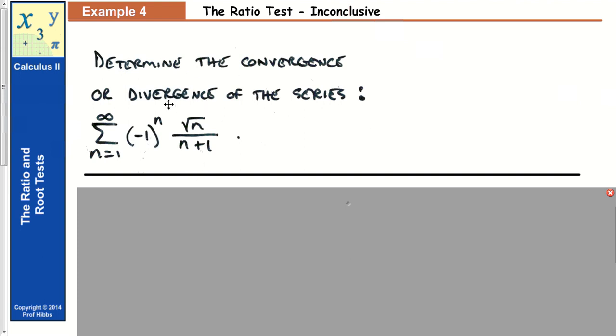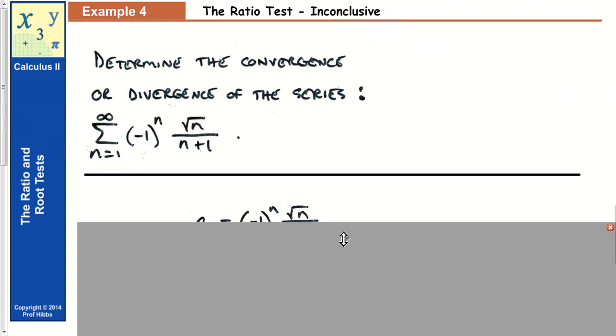Anyway, we're to determine the convergence or divergence of the series from n equals 1 to infinity of negative 1 to the power n times the square root of n over n plus 1. So we've seen the idea earlier that when we have negative 1 to the power n, as n goes from 1 to infinity, our terms are alternating in sign. When n is 1, we have a negative 1, so we have a negative term. When n is 2, we have a positive 1, so we have a positive term, and so on all the way through.